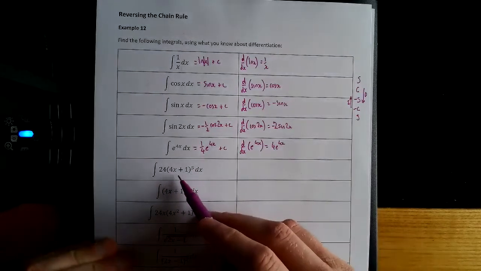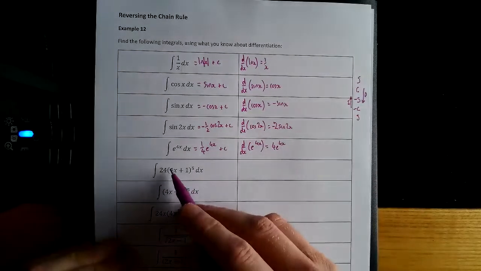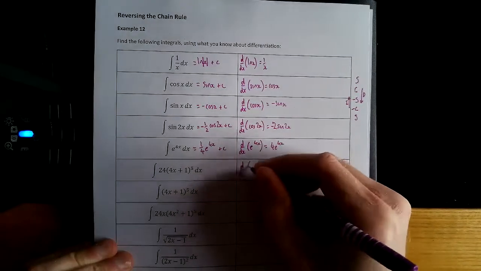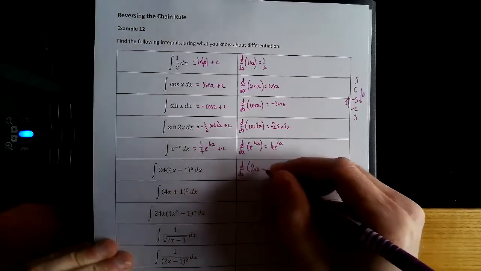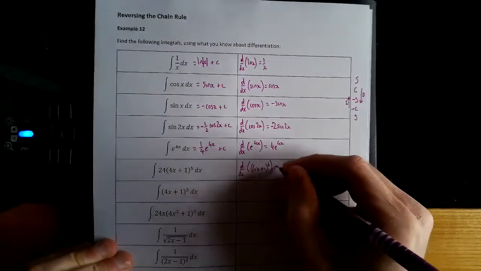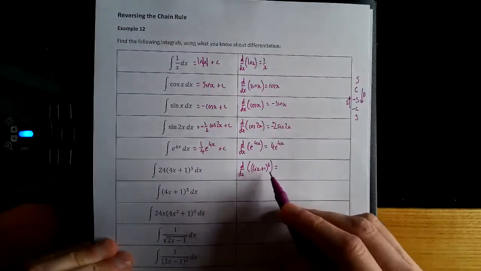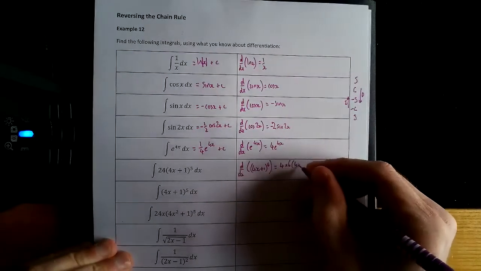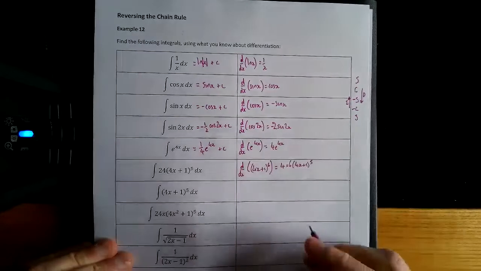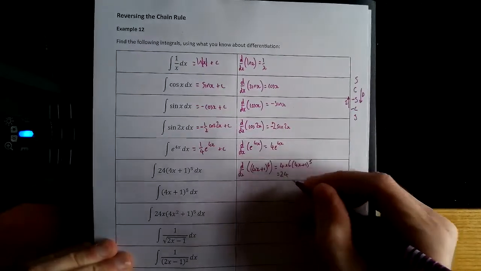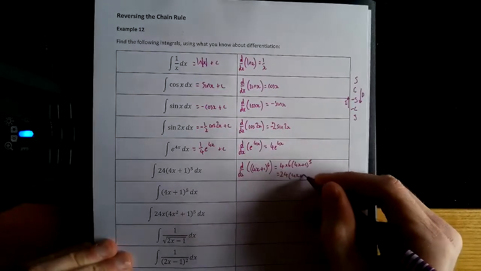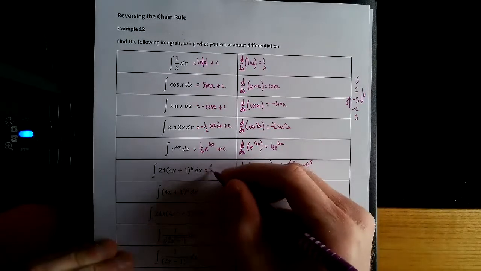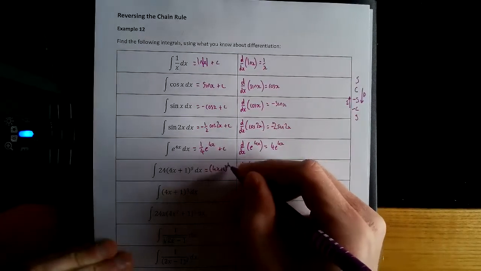This here, okay, this looks like it came from a bracket with power 6. So let's have a look what I get when we differentiate (4x plus 1) to the power 6. Well, when I differentiate that, I'll get 4 from the bracket times 6 from the power, (4x plus 1), take away 1 from the power, so 5. So that gives us 24 (4x plus 1) to the 5. And that's what we wanted. So it's just (4x plus 1) to the power 6 plus c.